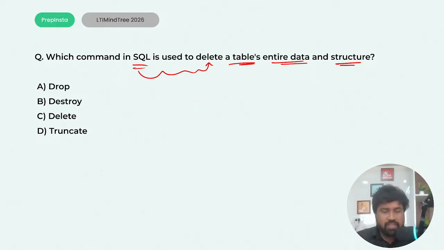Option A. Everyone is saying option A. Okay. You guys are very good in SQL. So tell me, is there any keyword called destroy in SQL? So remember, first know the keywords or commands of SQL.